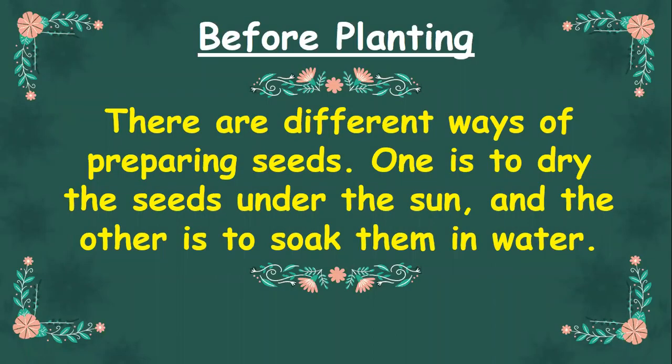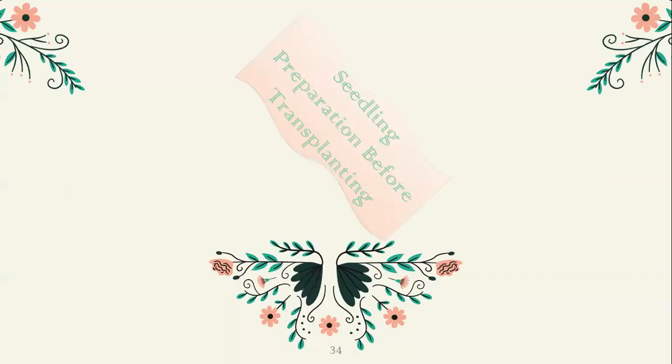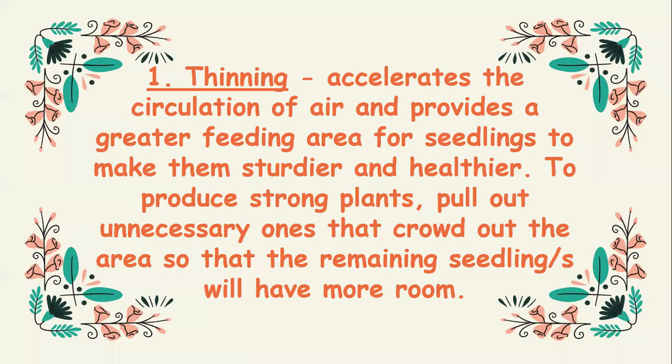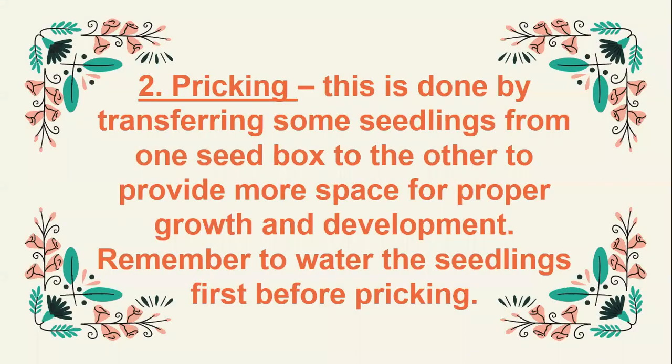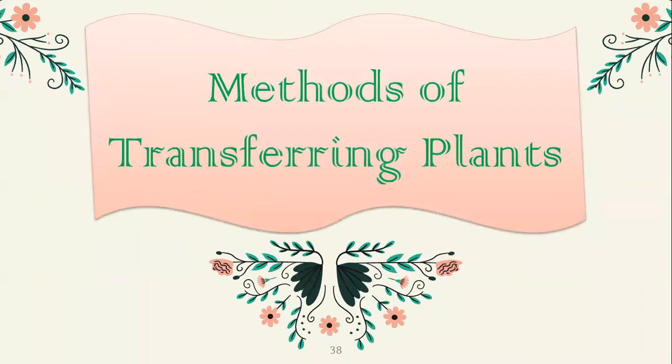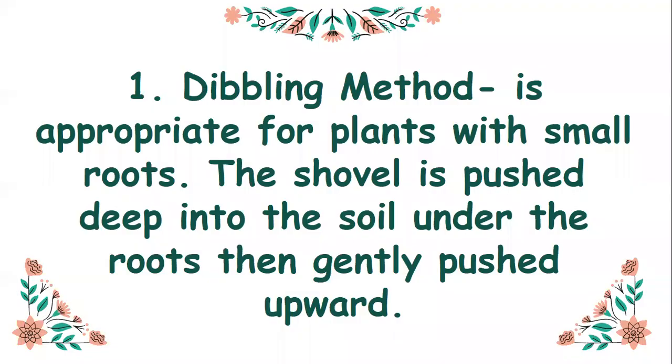Before planting, there are different ways of preparing seeds. One is to dry the seeds under the sun, and the other is to soak them in water. Now, seedling preparation before transplanting. First, you need thinning. Second, pricking. Third, hardening. And the methods of transplanting plants.